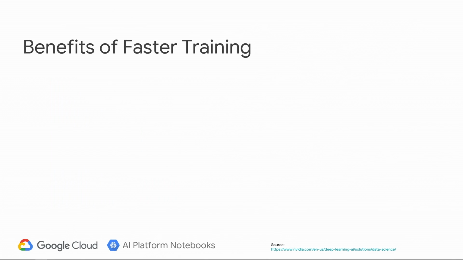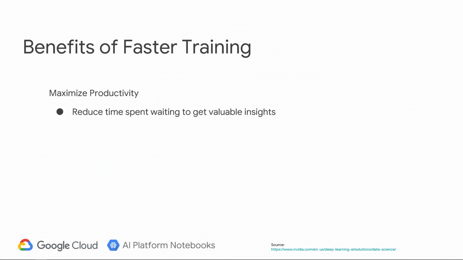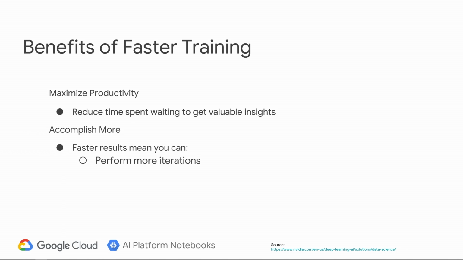So what do we get by training faster? You get to maximize your productivity. You don't spend time waiting around. You actually get to those insights much faster, and you can experiment more. You can do more. All these faster results mean you can constantly iterate much more. You can try more experiments. You can explore deeper into the data set, getting at insights that you just would not have had the time or opportunity to get to otherwise.